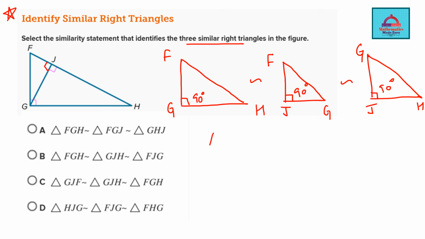So the option which is matching, let me write here first. FGH is the bigger, is similar to FJG, is similar to GJH. And how did we write the similarity? Looking at angle G and angle J, both of them being 90. So definitely the answer which is matching here is C. All of them look similar, so be careful, don't make the mistake. This one is the correct answer. So that is how you solve the question.